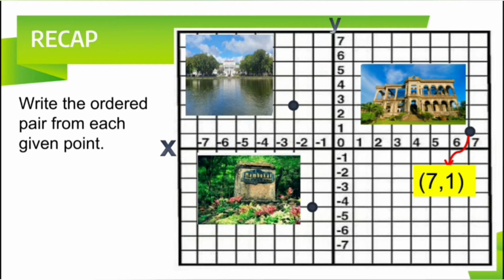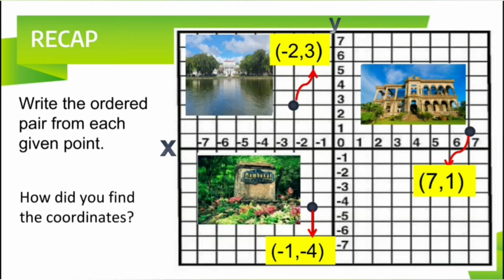Next, Mambukal. That's correct. -1 and -4. X is -1 and Y is -4. Last one, Capito Lagoon. What do you think is the coordinate? Yes, that is right. X is -2 and Y is 3.